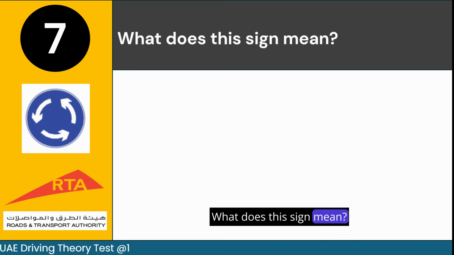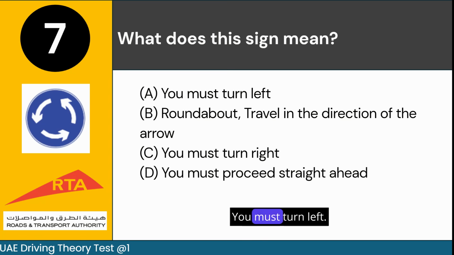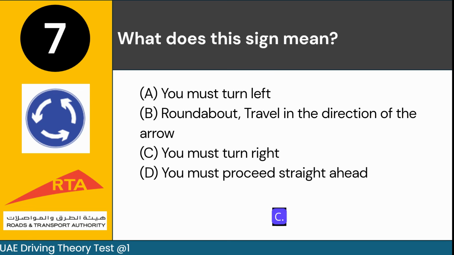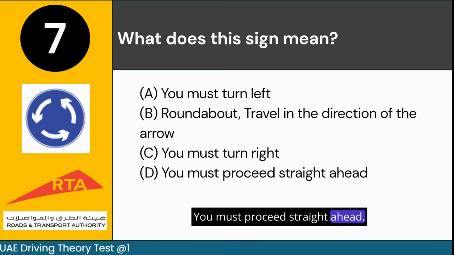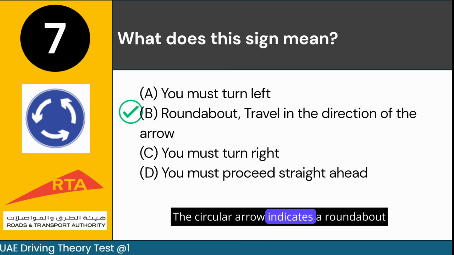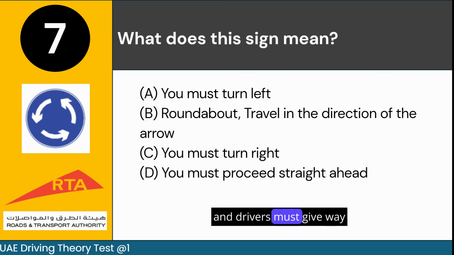What does this sign mean? A. You must turn left. B. Roundabout, travel in the direction of the arrow. C. You must turn right. D. You must proceed straight ahead. Answer: B. The circular arrow indicates a roundabout, and drivers must give way to traffic already circulating within it.